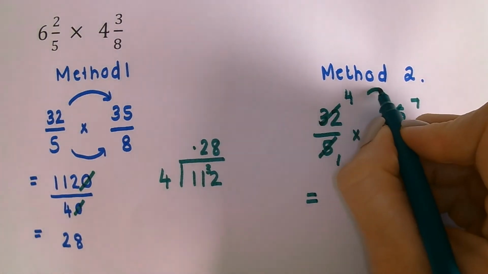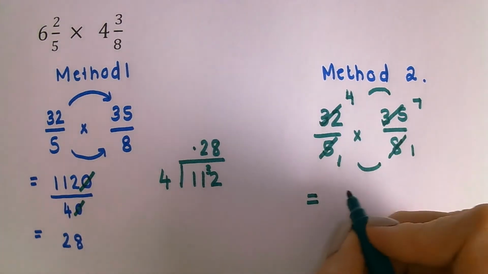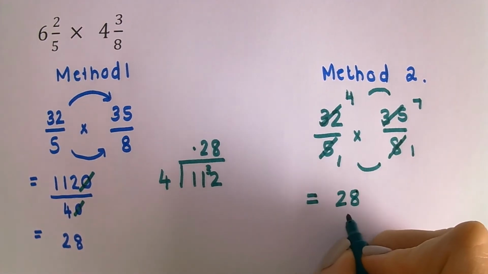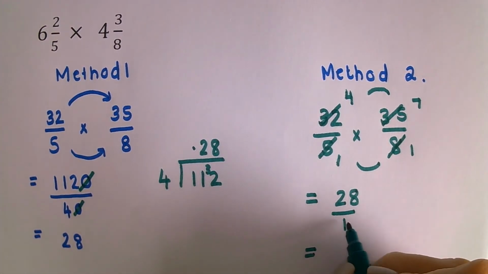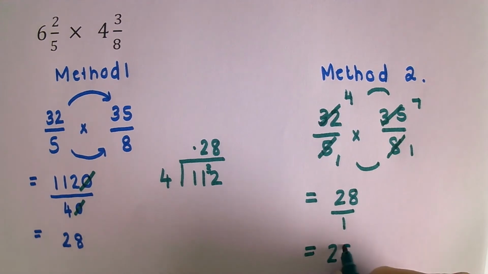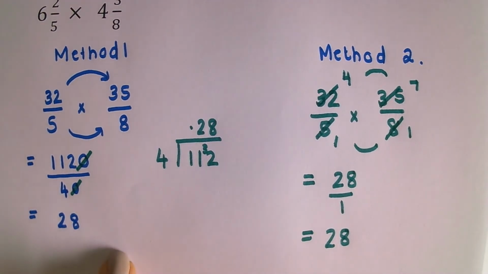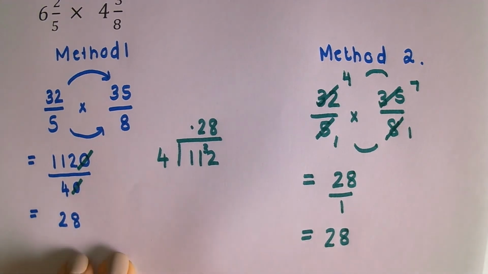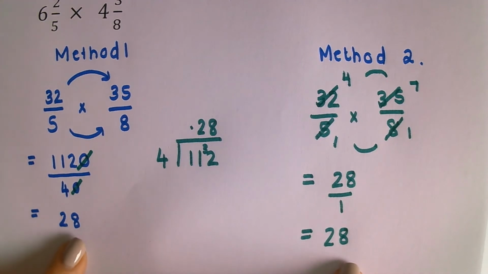And now we can times top with top and bottom with bottom. So 4 times 7 is 28. 1 times 1 is 1. And obviously we don't write it like that. We're going to write it as 28. Now that is so much easier than that one. Okay, so that's a personal opinion. But again, you can choose which method works for you.